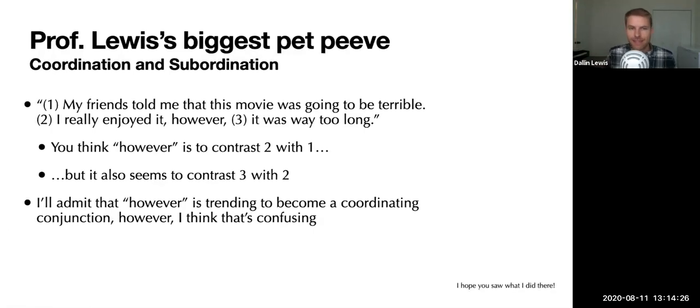So let's look at the example at the top, and let's think about the reader's experience here. You read the first sentence: My friends told me that this movie was going to be terrible. Okay, makes sense. Now you start reading sentence number 2: I really enjoyed it, however. Stop right there. Now, the reader is going to think, aha, however, this is indicating that he disagrees with his friend's assessment. It's a sentence adverb, or conjunctive adverb.